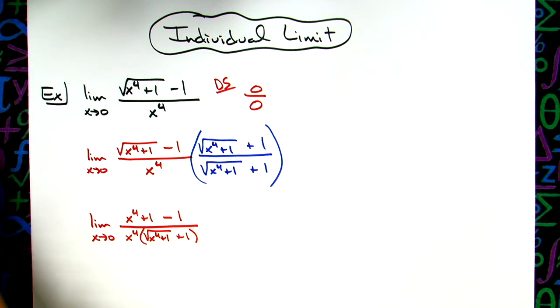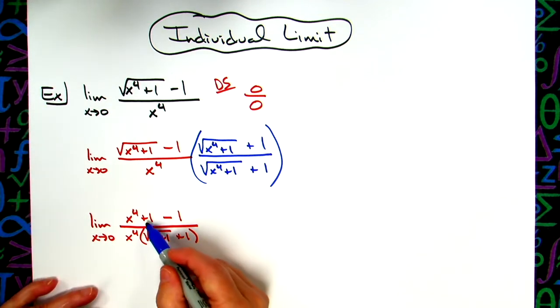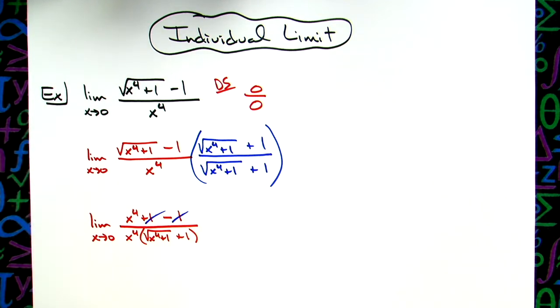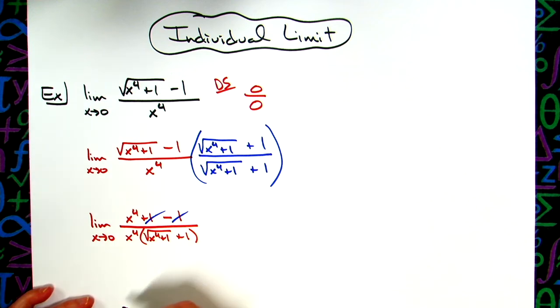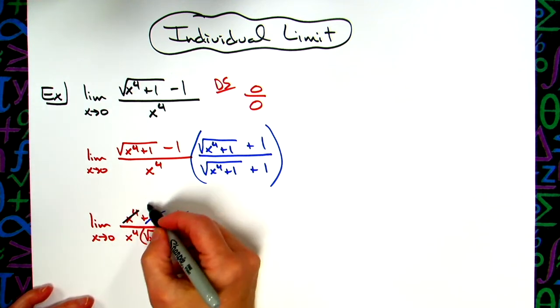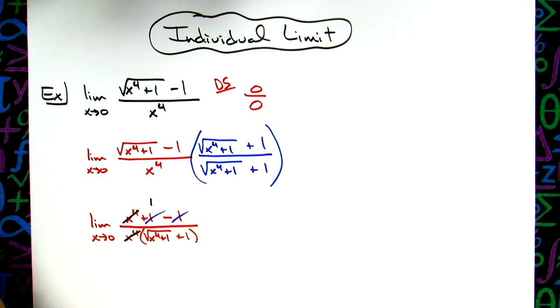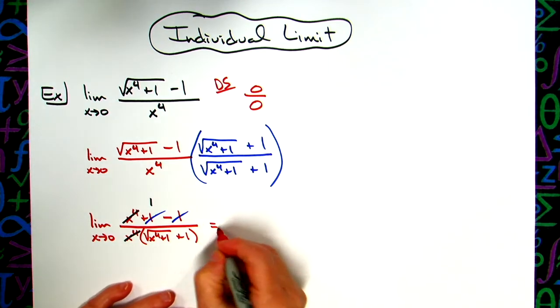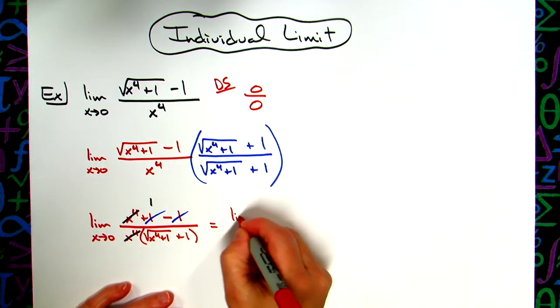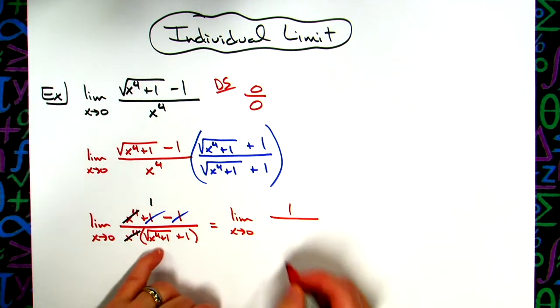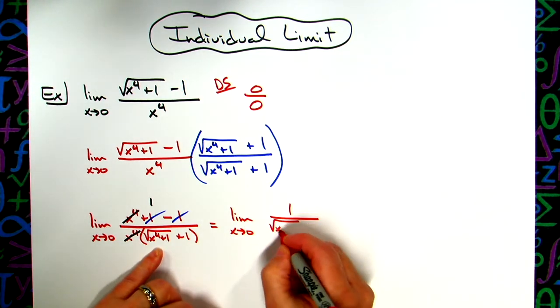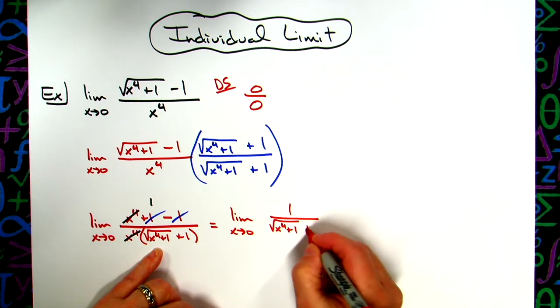Alright, in that numerator, I'm going to be able to see that the 1 minus 1 is going to cross out. I can also see that I'm going to have an x to the 4th and an x to the 4th now that that's going to cross out as well. So when I do that, I'll have a 1 left in the numerator. I'm going to rewrite there so we can look at it just a little bit nicer here. The limit as x approaches 0, I've got a 1 left in the numerator now, and I've got a square root of x to the 4th plus 1 plus 1.